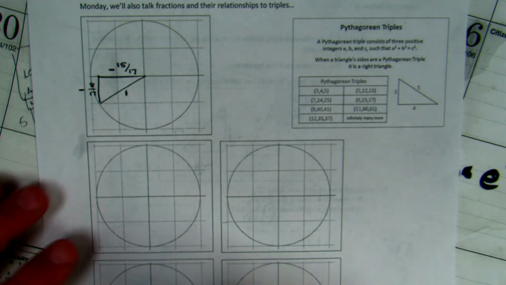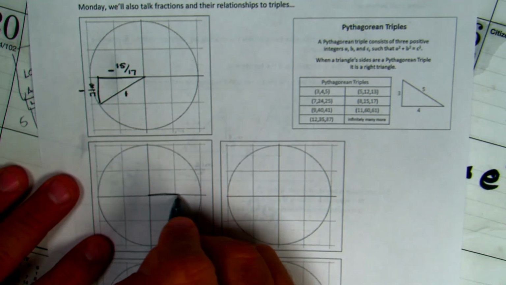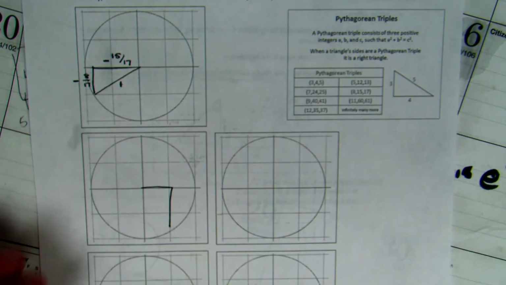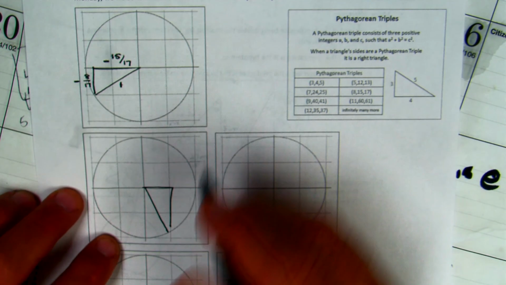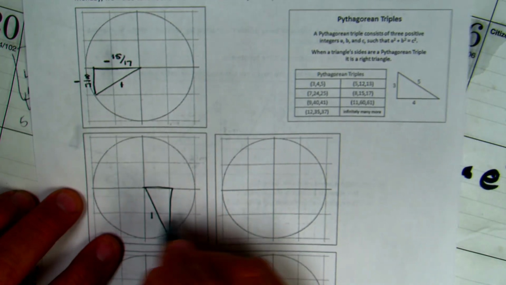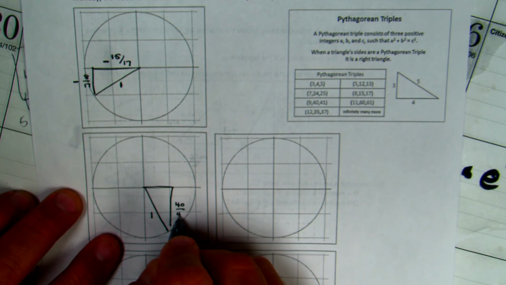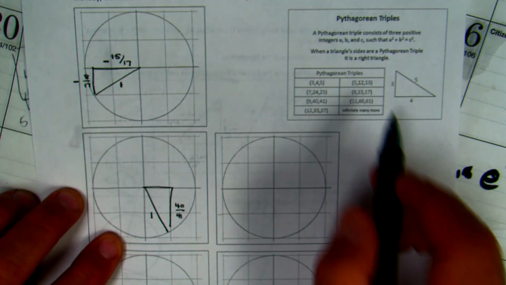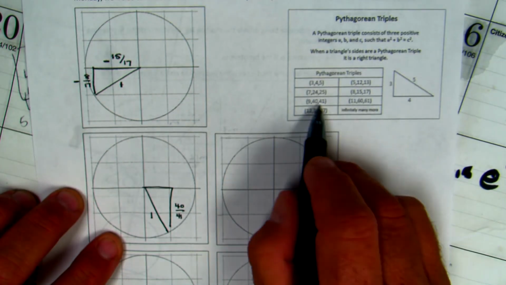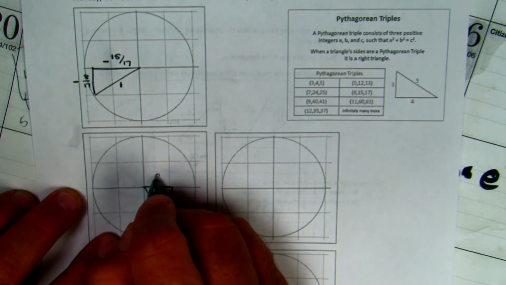Further exemplified by, if we do this, and this is 1, and that's 40 over 41. Again, you look at your triples, and I see a 40 and a 41. What's missing? 9. So this is 9 over 41.